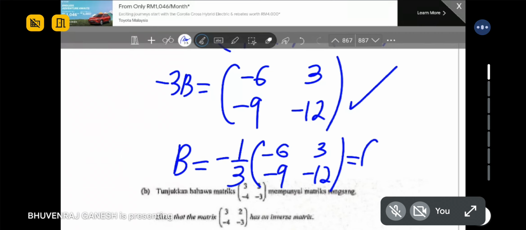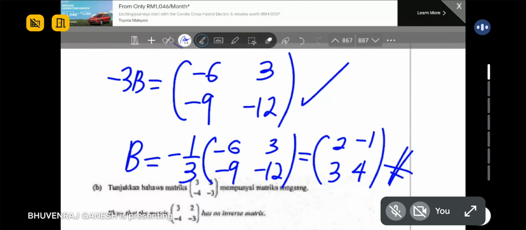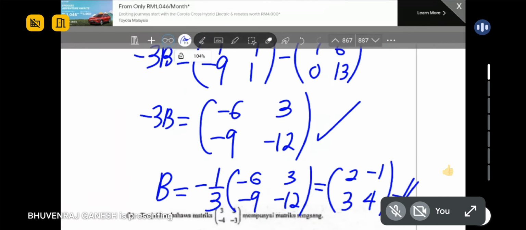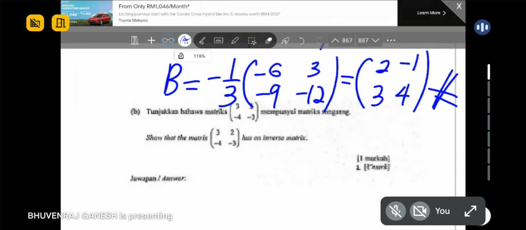So jawapan dia 2, 3, negative 1, 4. Understand guys? How I get the answer for B? Jelas? So that's all. Itu saja. This is how you solve matrix. Simple, right? That's all. Okay, next one.